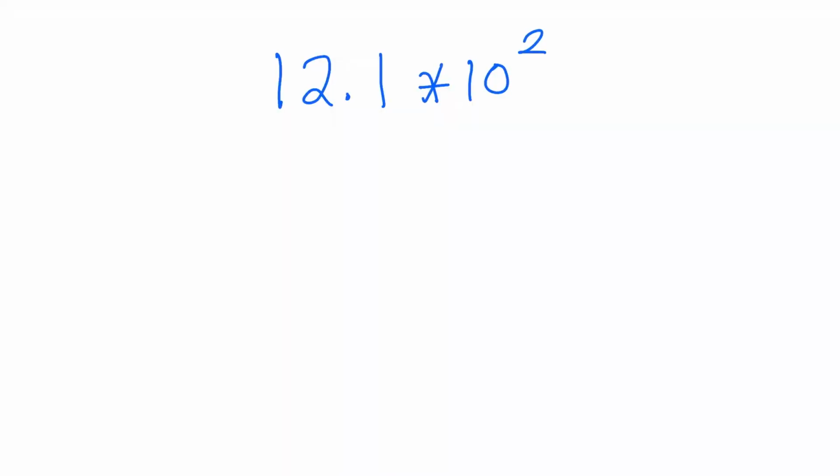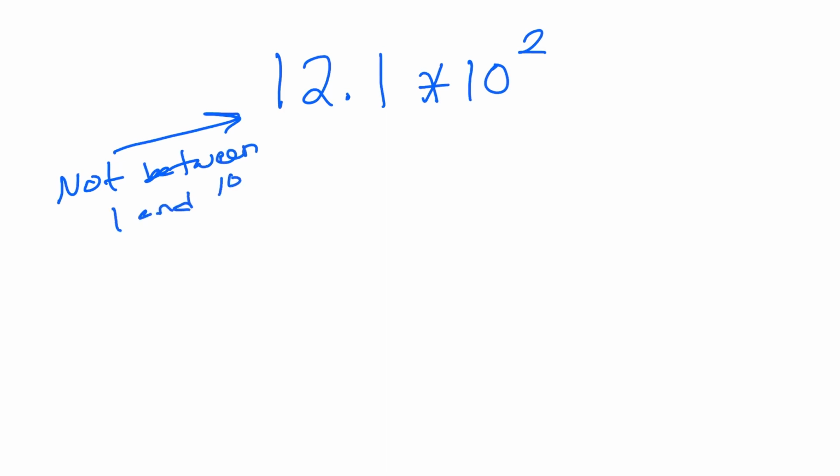All right, so when we look at scientific notation, we want to make sure first that the number in front, we're calling it a, is between 1 and 10. If it's not between 1 and 10, then it's not written in scientific notation. So, for example, 12.1 times 10 to the second is not written in scientific notation because 12.1 is not between 1 and 10. It's more than 10, so it doesn't qualify.